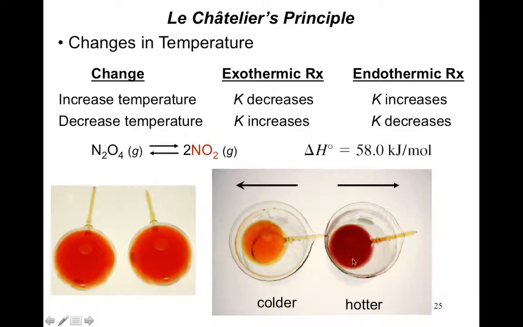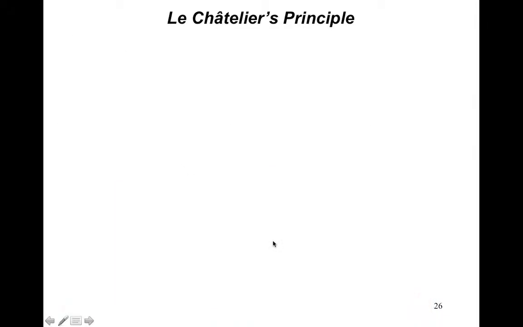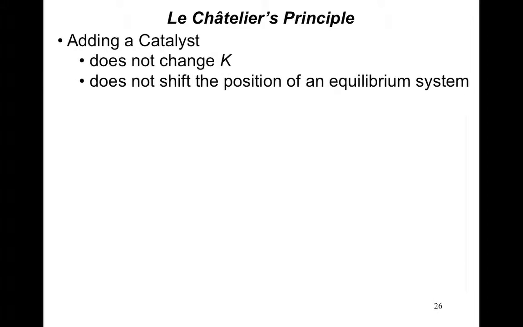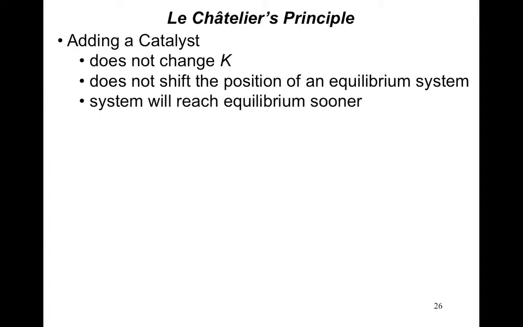And we can see that based on their colors. So that's Le Chatelier's principle. If you add a catalyst, it doesn't change our equilibrium constant at all. It makes the reaction happen faster, but that does not favor more reactants or more products or anything like that. It just makes it quicker. So it does not shift the position of an equilibrium. It just makes the system reach equilibrium faster.